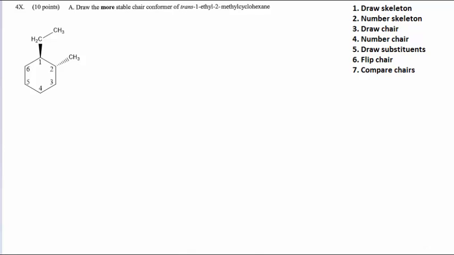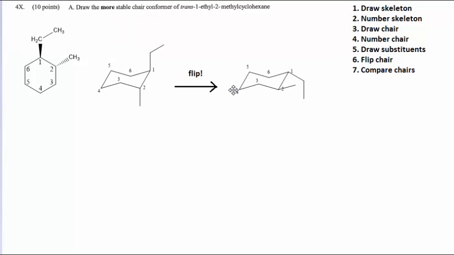When you're drawing your chair, remember at the 1 position we're saying wedge is up, so that'll be axial, and at the 2 we want down, so again that'll be axial, because remember when you're filling your axial substituents it's up, down, up, down, up, down. To do the chair flip, all you need to do is take these 2 axial components and make them equatorial in space. Okay, at this point we've already got to 6. Now we simply need to compare the chairs.